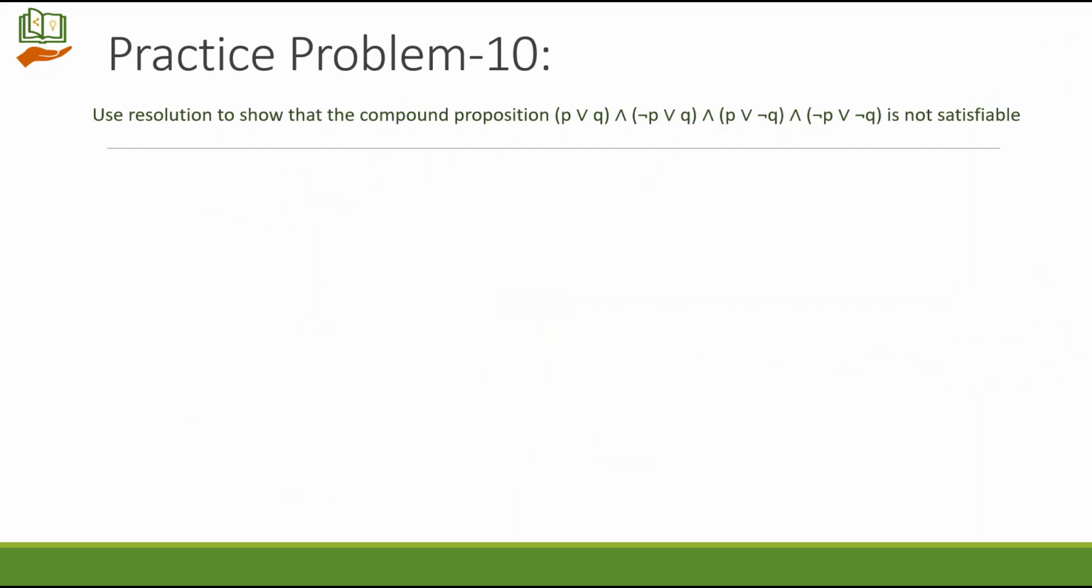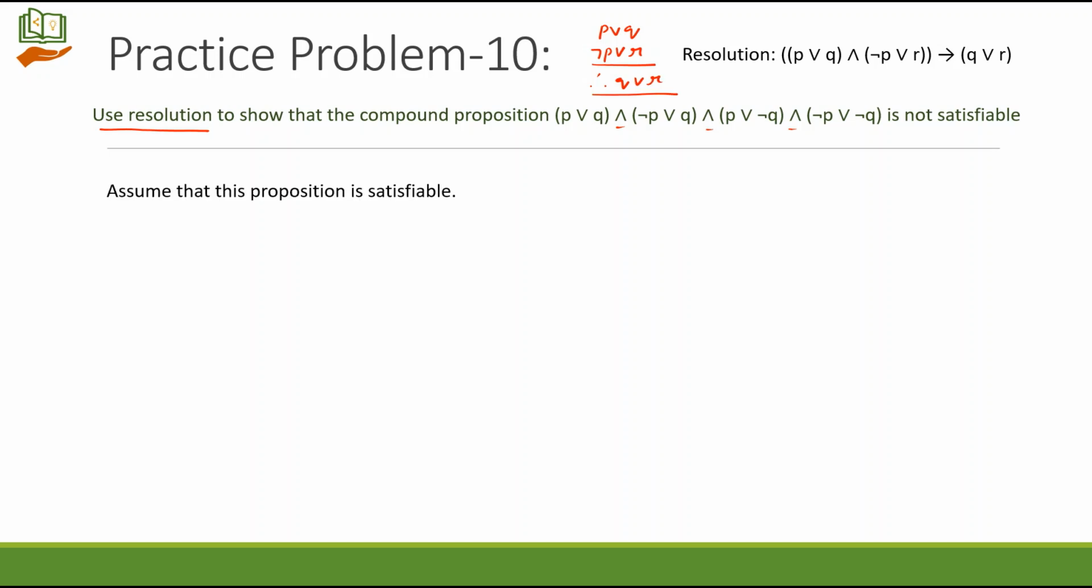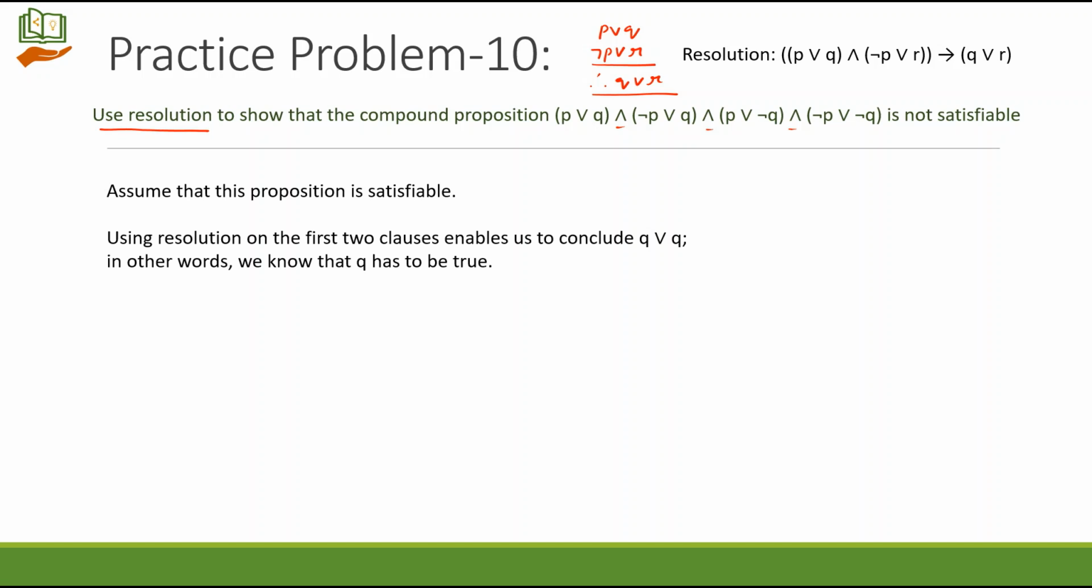Last problem: use resolution to show that the compound proposition is not satisfiable. What is the resolution rule? Let me write it in the inference rule format. P or Q, negation of P or R, the conclusion will be Q or R. Let's first assume that this proposition is satisfiable. Using resolution on the first two clauses, just take P or Q and negation of P or Q, only these two.